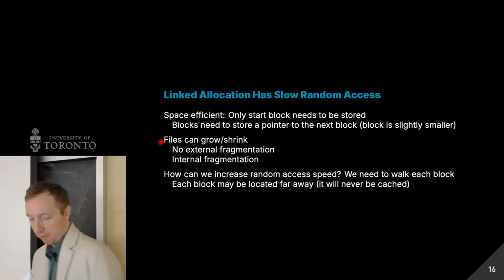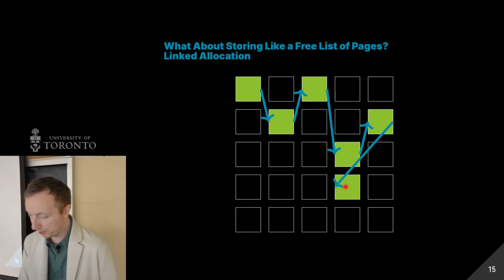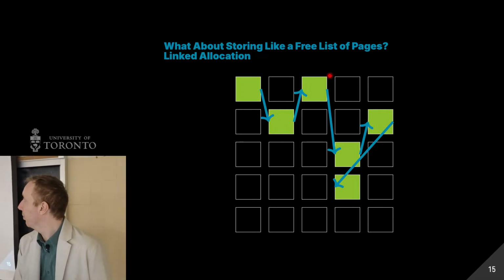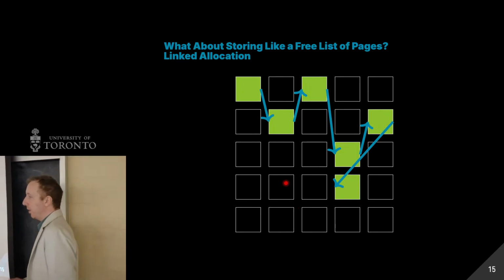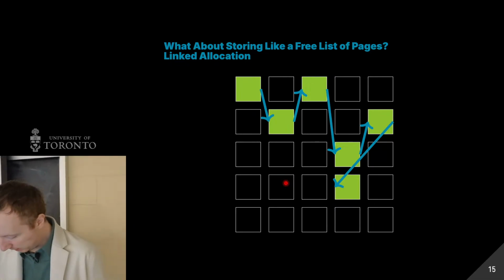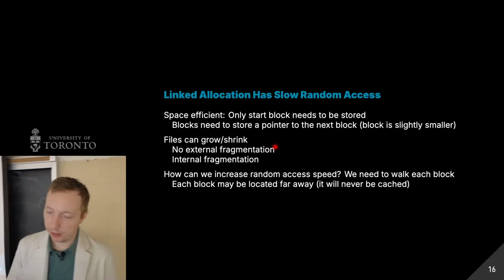So if I want to grow this file 2 blocks, I don't need 2 blocks that are right next to each other, right? I could use this one and this one. I could use this one or this one. Doesn't matter, one block is as good as any other block. And since it's a linked list, they can be in any order. We don't care. So that is great.